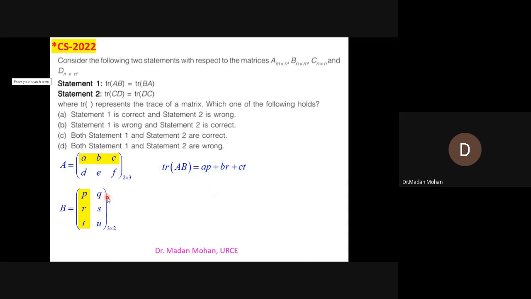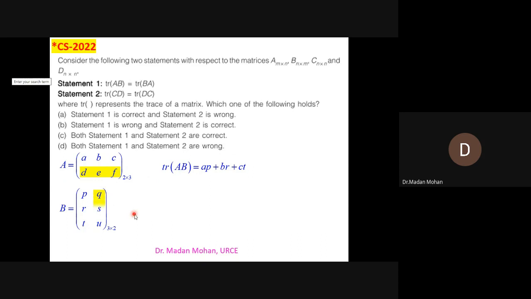Next, first row with the second column. Don't write here because it is not trace. Trace means just first row with the first column plus second row with the second column, third row with the third column, like this. Trace is the sum of diagonals. First row with the first column I have written. Now I remove this; second row with the second column only gives the diagonal element of AB.